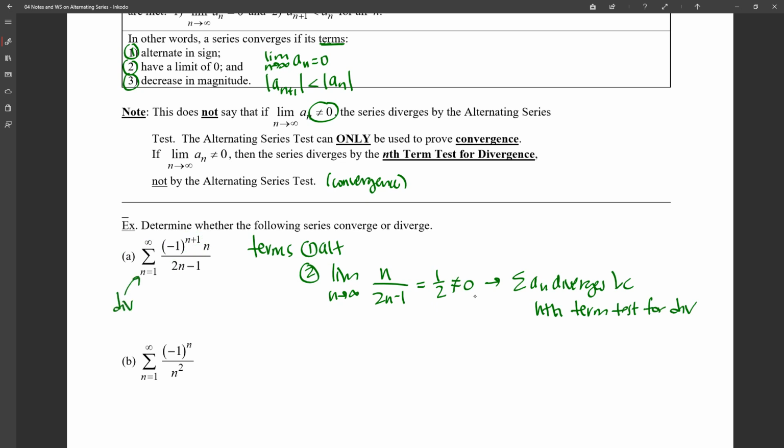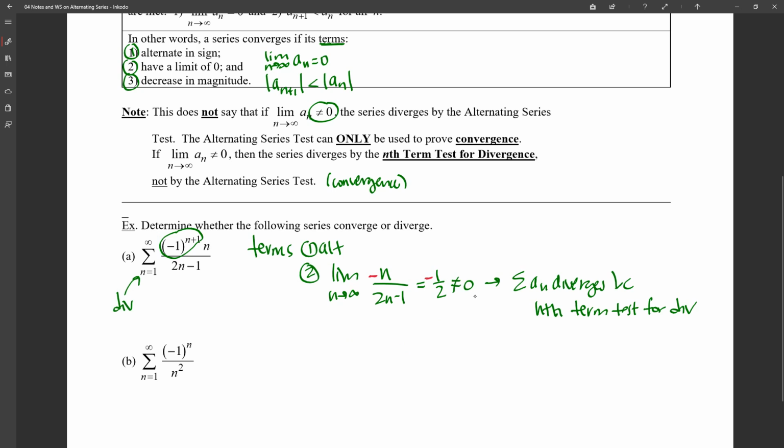Okay, and some of you might say, wait, hold on a minute, what about the alternating part of this? Well, if you think about it, if this were negative 2n minus 1, then you get -1/2 here, and therefore this would not be equal to 0. And if it's positive, you would get +1/2 here, and this would not equal 0. So either way, you would get something that diverges by the nth-term test for divergence. And that's why we don't have to worry about if it's positive or negative for the nth-term test for divergence. All right, so the alternating series test was not used here.